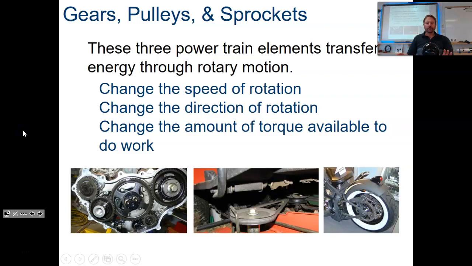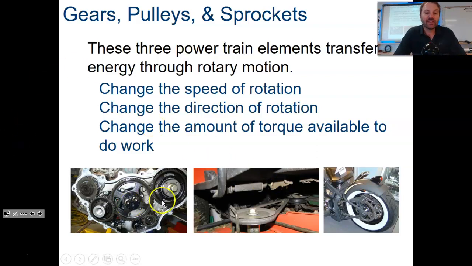The first thing: what gears, pulleys, and sprockets are typically used for. Number one, you can make something spin faster or slower. You can change the direction, like shifting from forward to reverse, where you're engaging one more gear in your transmission. Or you can change how much power you have, which goes along with changing the speed. Think about your bike. If you've got a 5, 10, 15, or 27 speed bike, you can change how fast you go, and at the same time you're changing how easy it is.